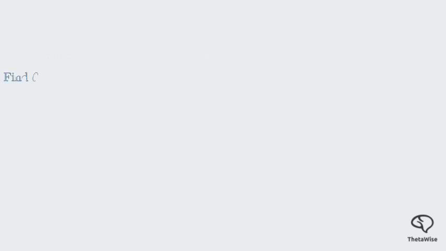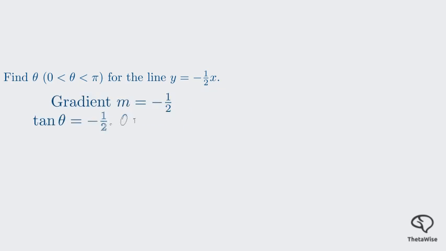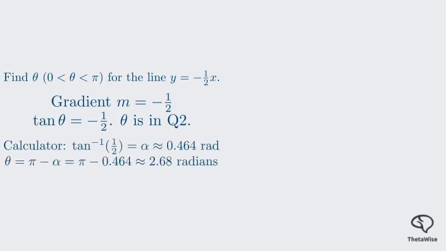Let's reverse the problem. Find the angle θ between 0 and π radians for the line y equals negative 1/2 x. From the equation of the line, we can see that the gradient m is negative 1/2. We know m equals tan θ, so tan θ equals negative 1/2. The tangent is negative, so the angle must be in quadrant 2.